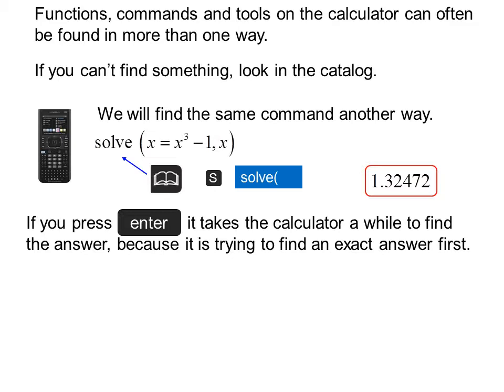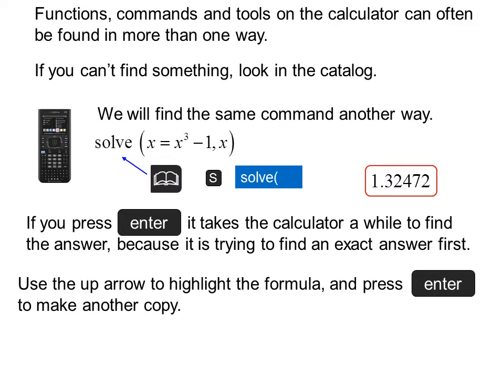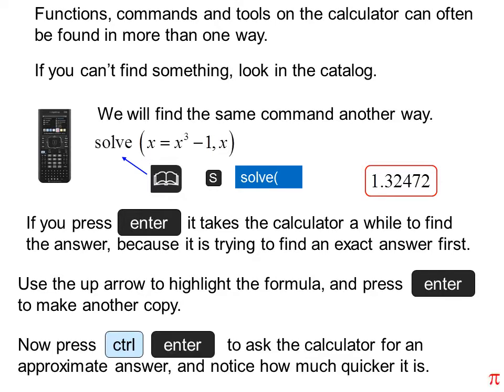Use the up arrow to highlight the formula and press enter to make another copy. Now press Control Enter to ask the calculator for an approximate answer, and notice how much quicker it is. If you only want a decimal answer instead of the exact answer for any problem, hit Control Enter.